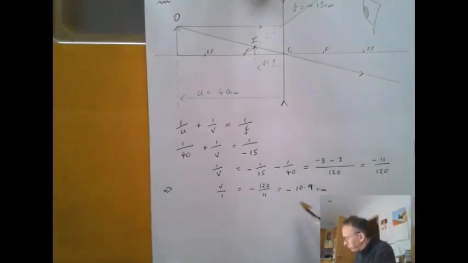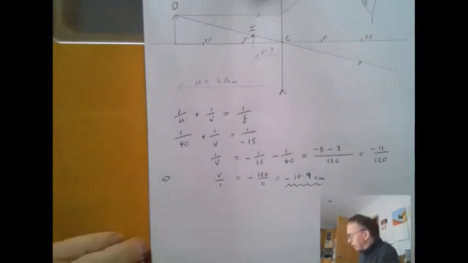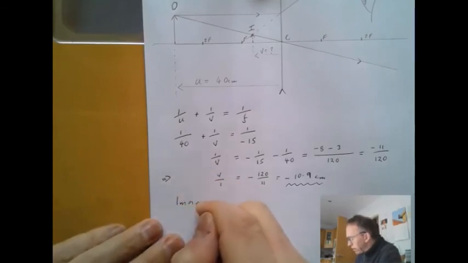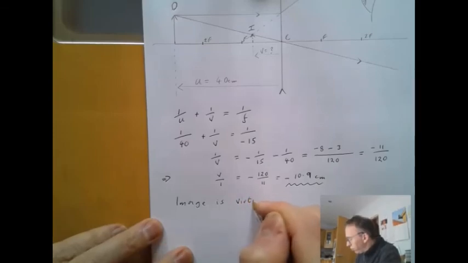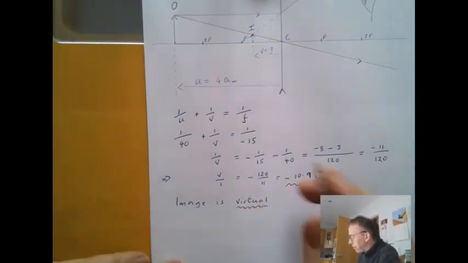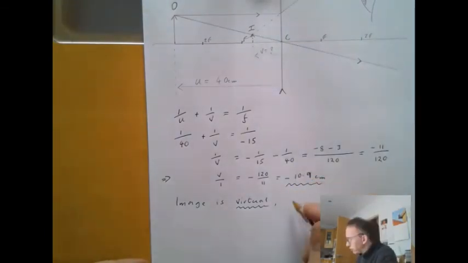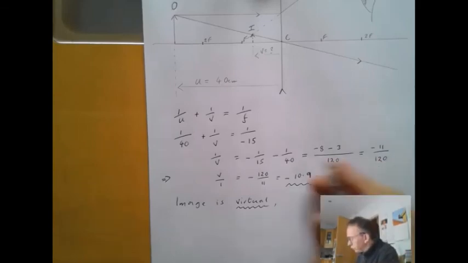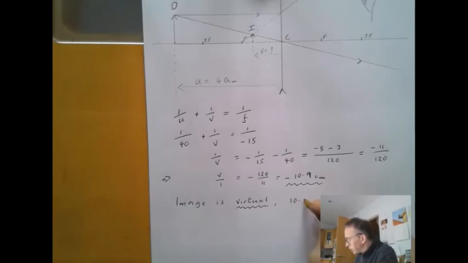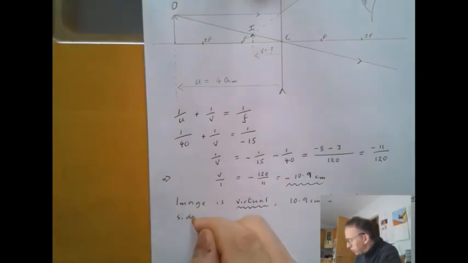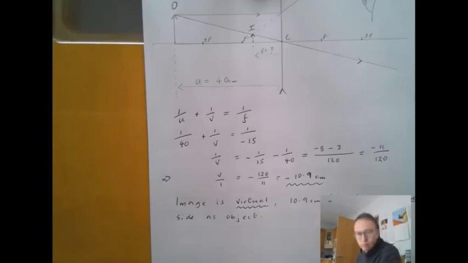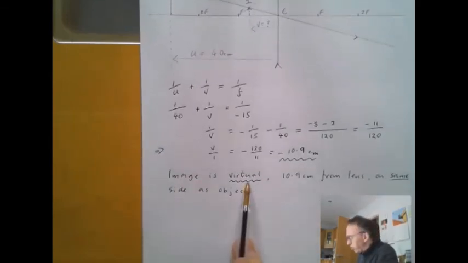Okay, yeah, I'll buy that. Okay, what is that calculation telling us? It's telling us that the image is virtual, and therefore on the same side of the lens as the object. So its position is 10.9 centimeters from the lens center on the same side as the object. Okay, so virtual at a distance of 10.9 centimeters on the same side as the object.